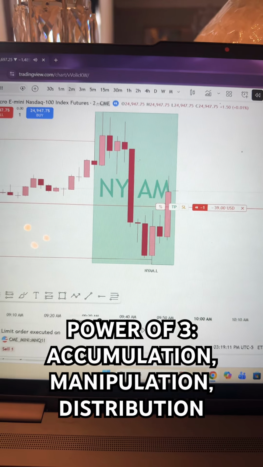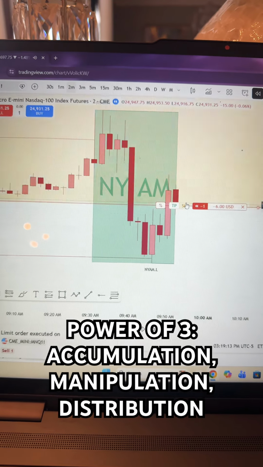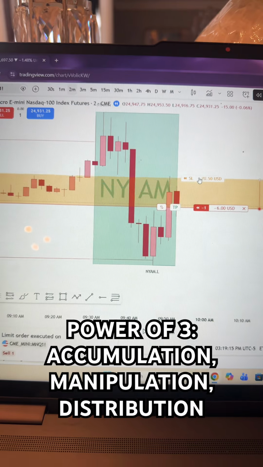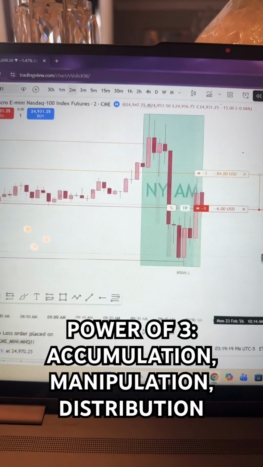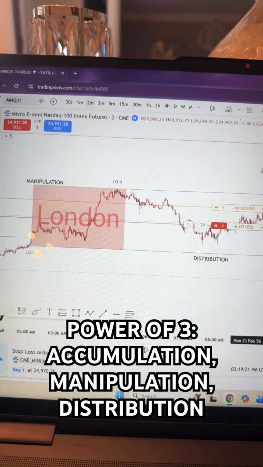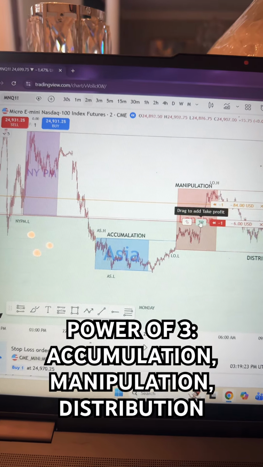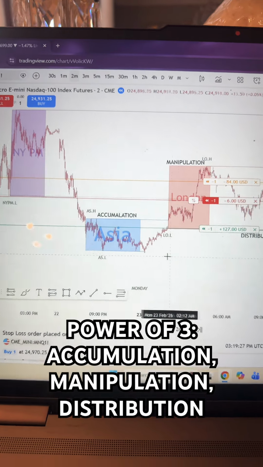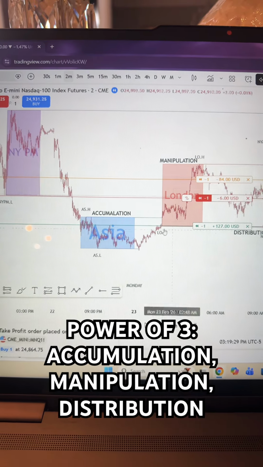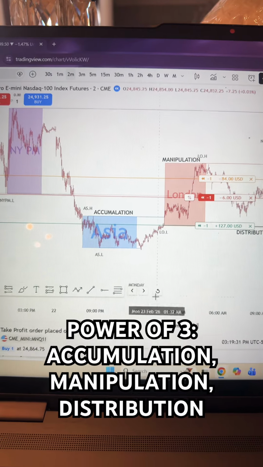Boom, you're in. You can go ahead and put your stop loss above this wick or above this high. And then your TP is going to be the next lows, which in this case we can target first London low, and then we can target Asia low next, depending on how price reacts here. So let's play it out.